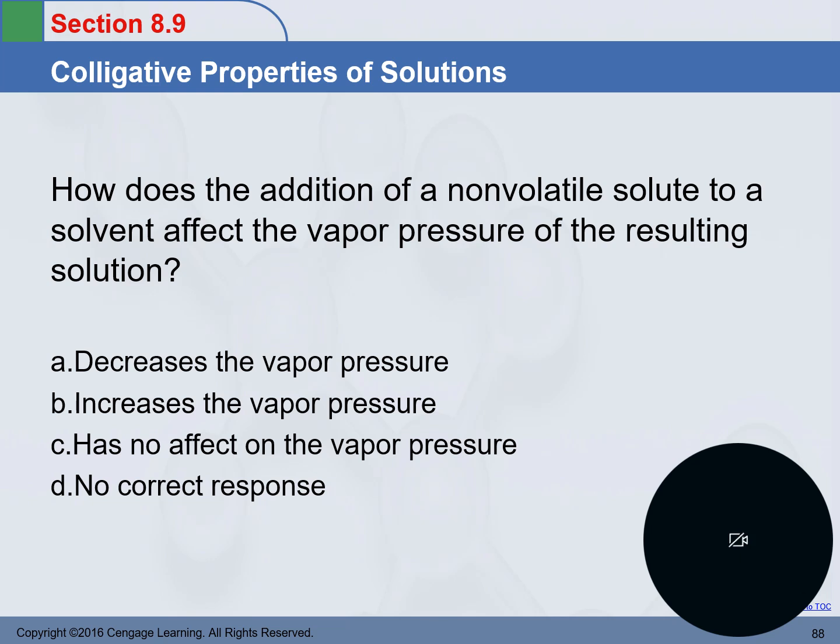As always, I encourage you to pause the video, read the question, see if you can figure out what the answer is. And the addition of a non-volatile solute to a solvent affects the pressure in the resulting way, and hopefully you said it's going to decrease our vapor pressure.